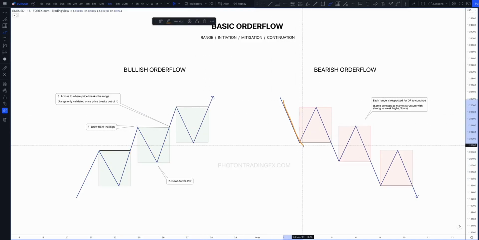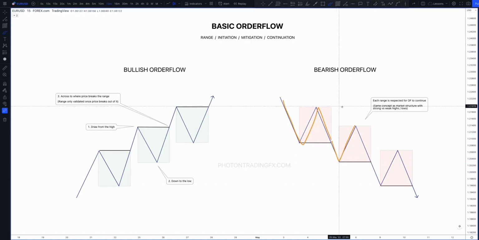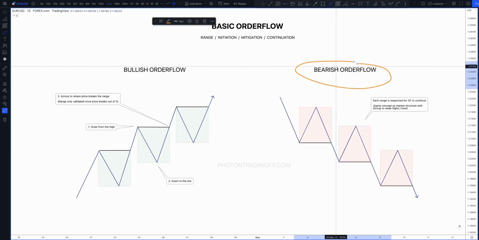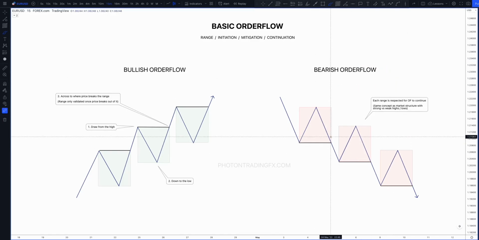Likewise here, we have price breaking structure to the downside, it breaks out of that range, price then pulls back to fill up more of that supply and then continues to the downside. So when you have continued and sustained bearish order flow, each range is respected.